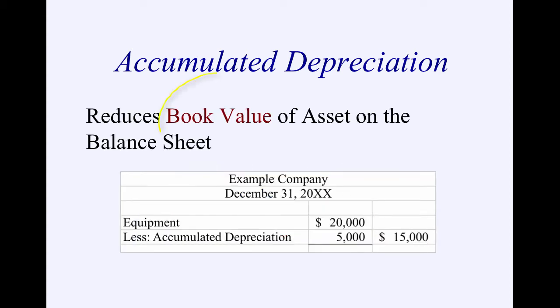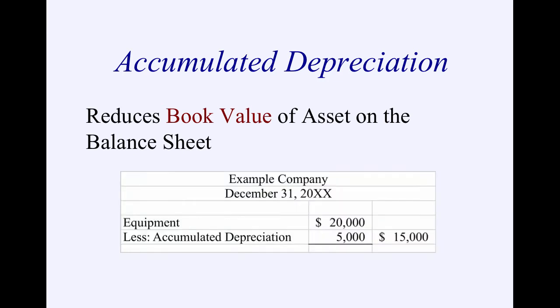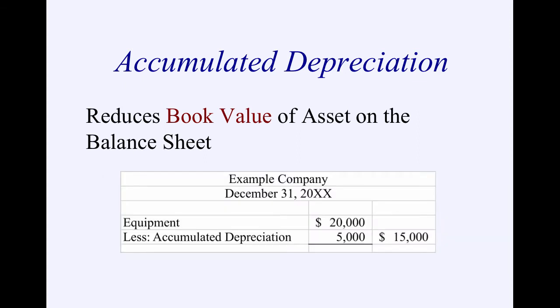Accumulated depreciation will reduce the book value of the asset on the balance sheet. Book value has nothing to do with resale value. In calculating depreciation, we allocate the cost of the asset. We are not attempting to determine the resale value of the asset at the end of the year. Remember, depreciation is a cost allocation technique.